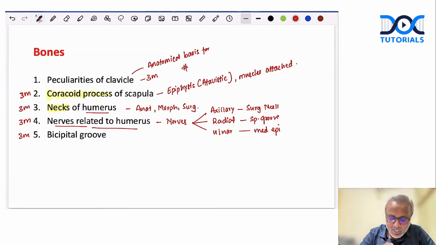Done? Are we clear? So in the bones, we often expect questions from these topics. This is for your theory exam. Of course, for your practical exam, you must know the site determination, important parts of the bone, important muscle attachments, and nerves related. This is what we need to know for practical. But for theory exams, these are the topics from which we can expect questions from the chapter of bones.